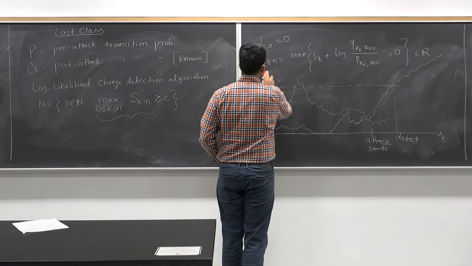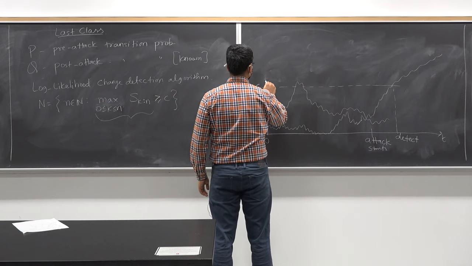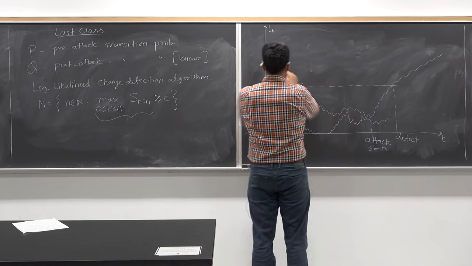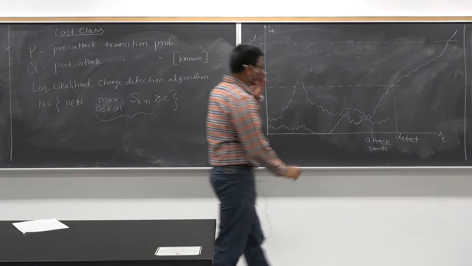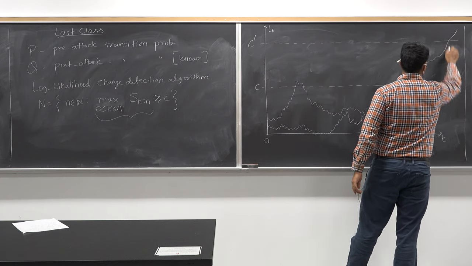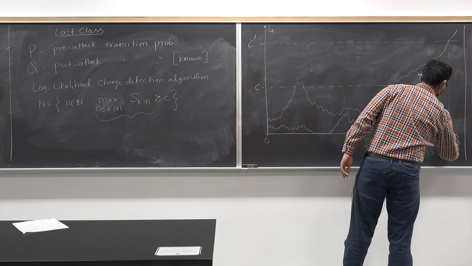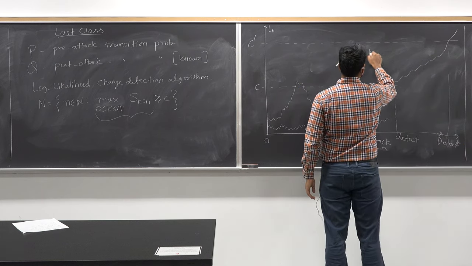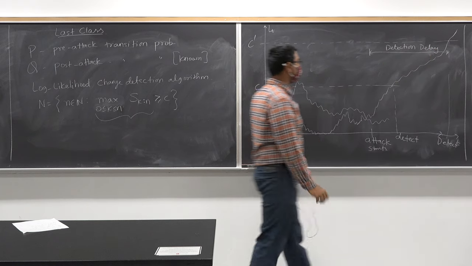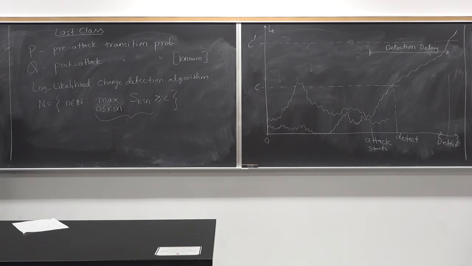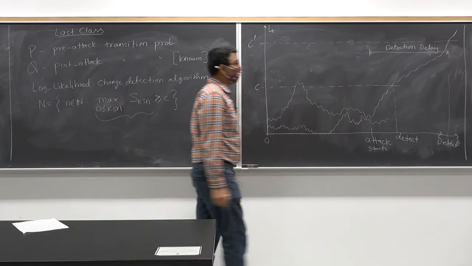So let me increase the value of C. Now this is my LT, and I have picked a very large value of C prime. The attack starts here, but the detection is going to happen at this time. This is the detection time. So you see, this is the detection delay. Right? So there is a natural trade-off, natural tension between false alarm rate and the detection delay that you are going to see in the system.